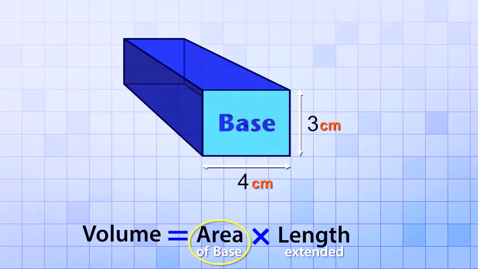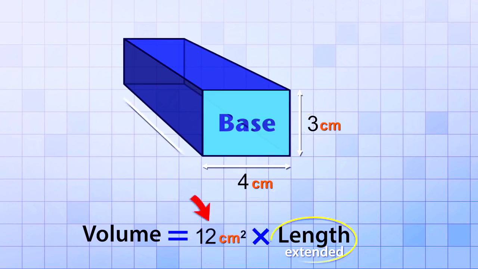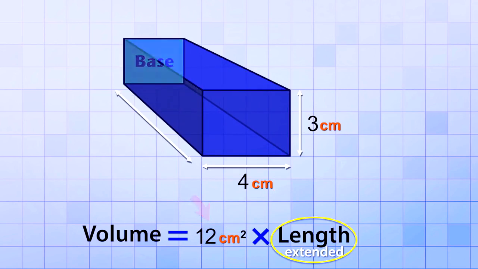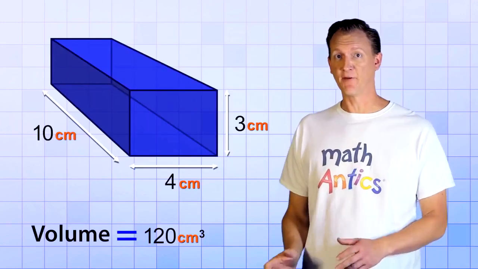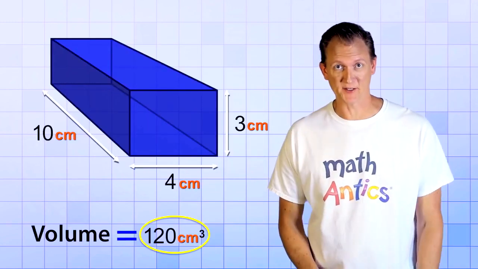So to find the area of that base, we need to remember how to calculate the area of a rectangle. To do that, we just multiply the two side dimensions together. 4 centimeters times 3 centimeters gives us 12 centimeters squared as the area. Now, to find the volume, we just need to multiply that area by the length that the base was extended. Our diagram tells us that distance is 10 centimeters. So if we multiply 12 centimeters squared by 10 centimeters, we get 120 centimeters cubed. So this rectangular prism has a volume of 120 cubic centimeters.